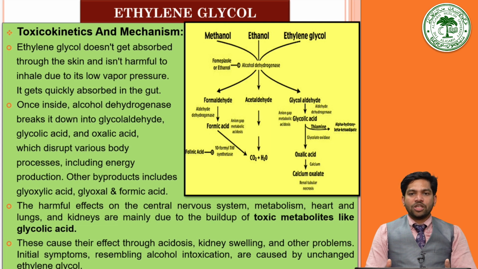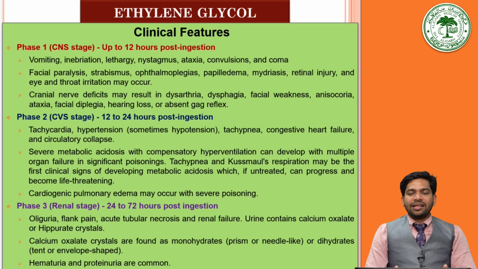Initial symptoms in case of ethylene glycol poisoning resemble alcohol intoxication, caused by the unchanged or unmetabolized ethylene glycol. Then the clinical features seen in ethylene glycol poisoning occur in 3 stages. Phase 1 is the CNS stage, phase 2 is the CVS stage, and phase 3 is the renal stage. Phase 1, the CNS stage, lasts up to 12 hours post ingestion.